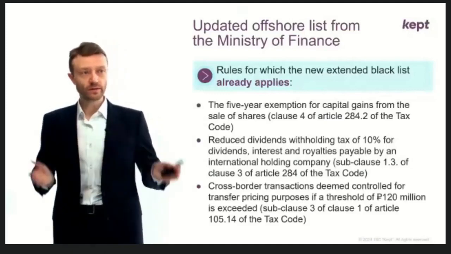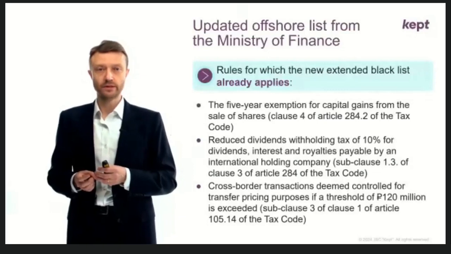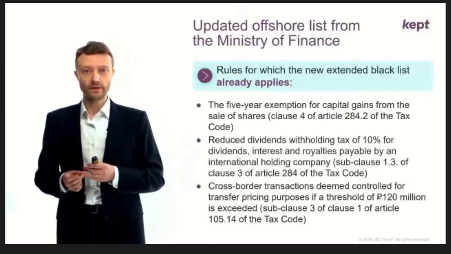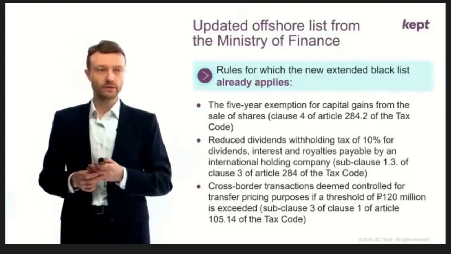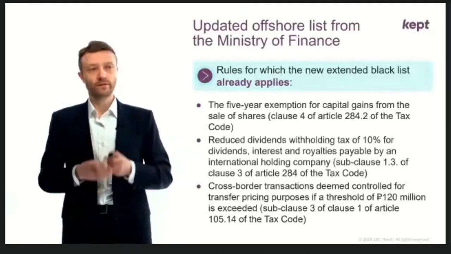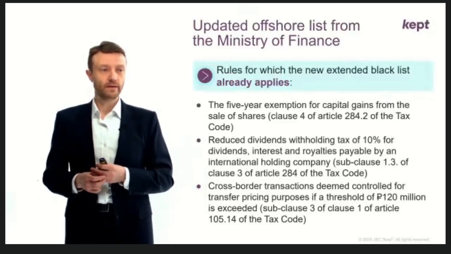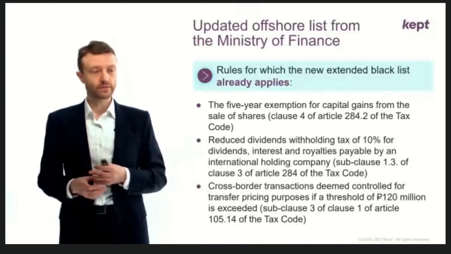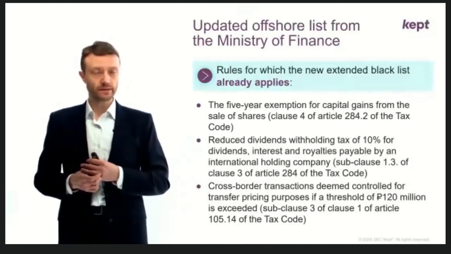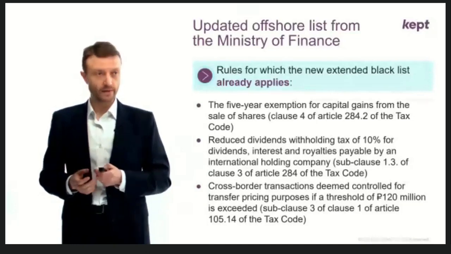And the new and broad list also applies to transfer pricing purposes, and transactions are deemed controlled after a certain threshold is exceeded, which is unfortunate. For example, transactions with European countries became controlled based on this updated and expanded blacklist starting this year.